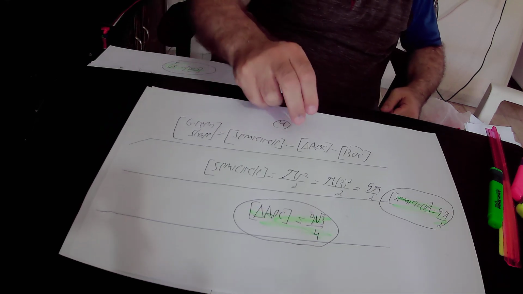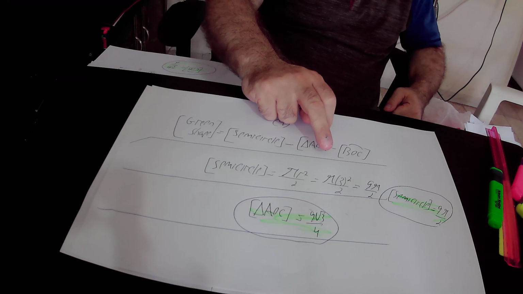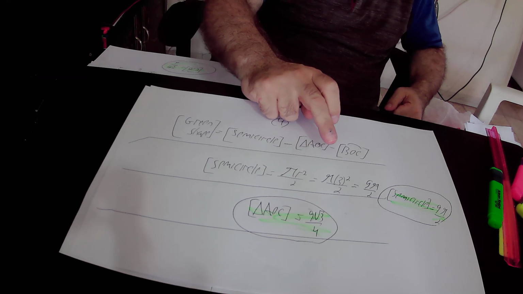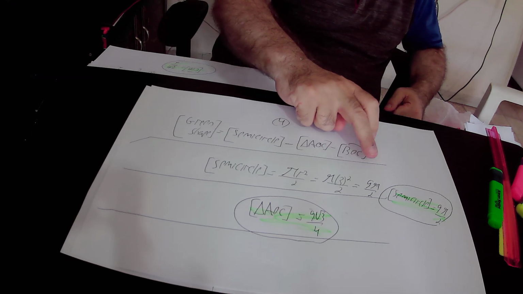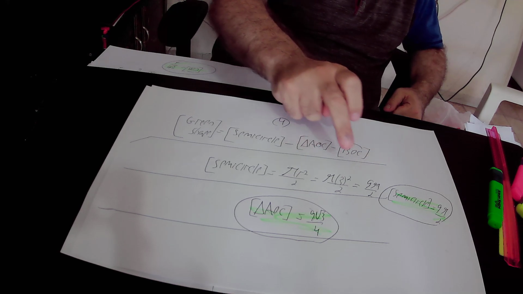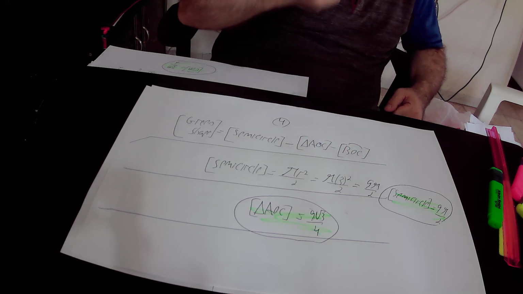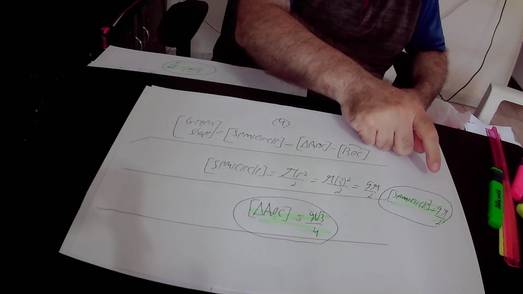So r equals 3, therefore πr² over 2 is π times 3² over 2. 3 squared is 9, so in the numerator we have 9π, so in total this expression equals 9π over 2. So we found that the area of the semicircle equals 9π over 2 square units.